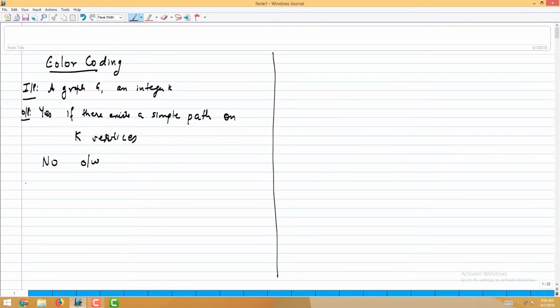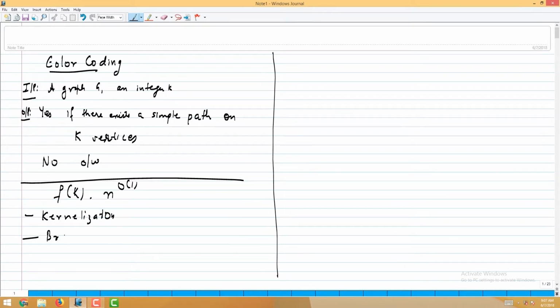So let us try to see. We have till now seen 3 techniques to prove that certain problems are FPT. That means they admit algorithms which have running time of the form: some function of k, any function of k, I don't care, times some polynomial in n, where n is the number of vertices in the graph. So far we had seen kernelization to design such algorithms. We had seen branching, and yesterday we saw iterative compression.